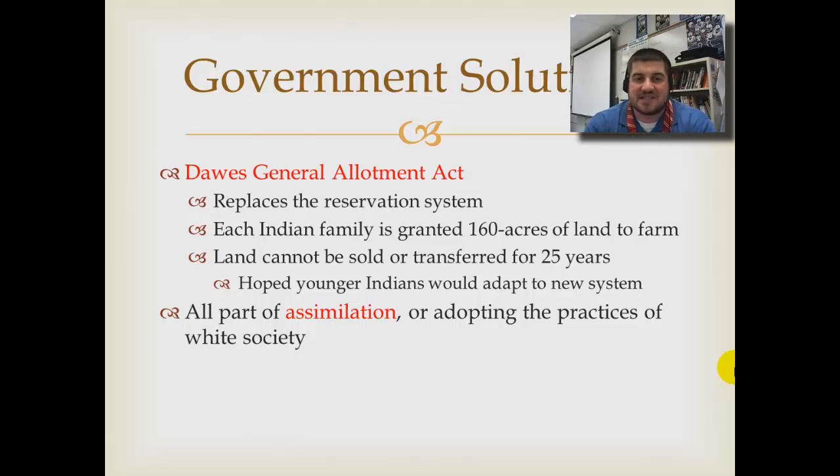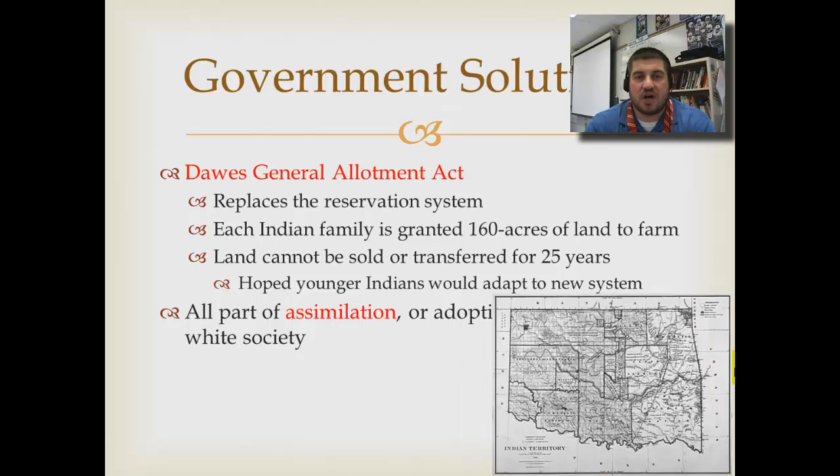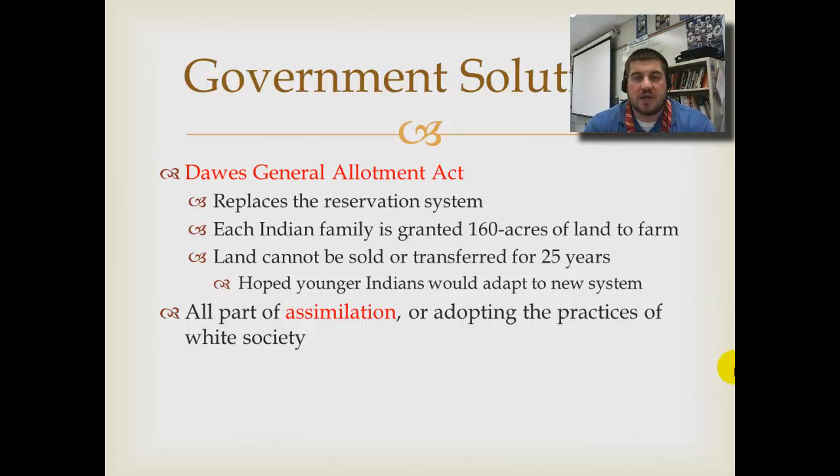Now on to your last learning target. Two government solutions that they come to. One is the Dawes Allotment Act, as in allotting land to people. It replaces the reservation system that Indians were banished to. Each individual Indian family was granted a certain amount of acres to farm, and this land could not legally be sold or transferred to anyone else for 25 years.